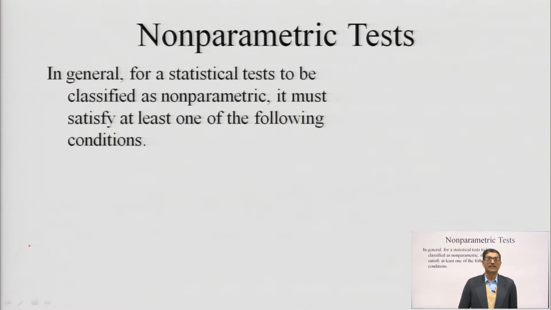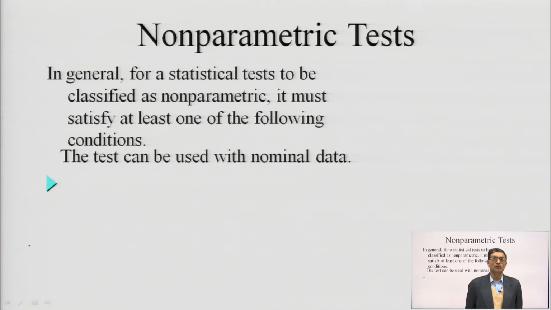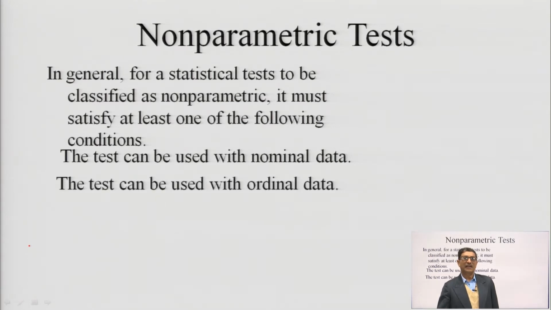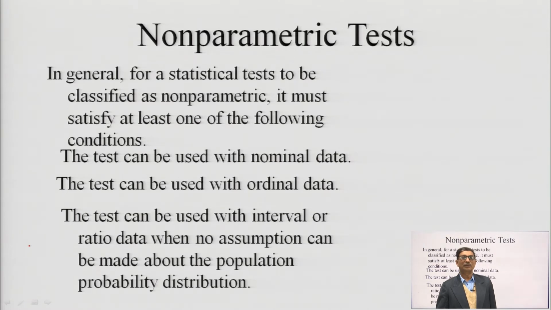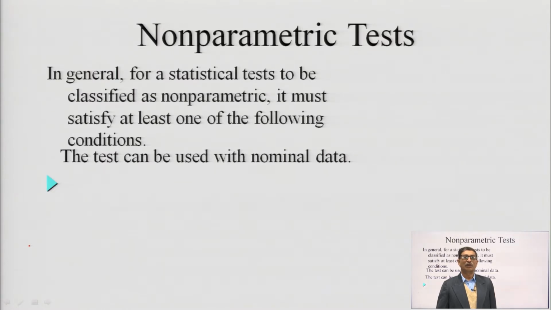In general, for a statistical test to be classified as non-parametric, it must satisfy at least one of the following conditions. The test can be used with nominal data, the test can be used with ordinal data, or the test can be used with interval or ratio data when no assumption can be made about the population probability distribution. So, these are the conditions for a non-parametric test.